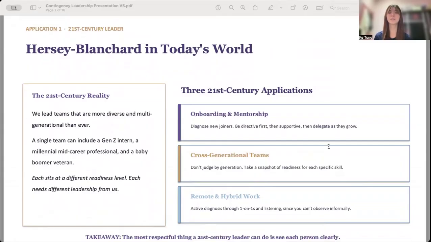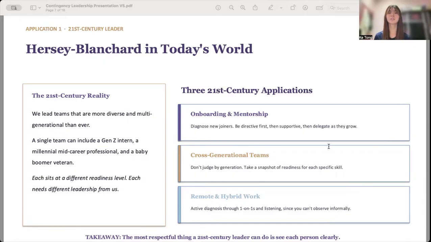First, in onboarding and mentorship. When a new team member joins, we do not assume they know how the organization works; we diagnose their readiness. If they are new, be directive. Walk them through the system, the culture, and the expectations. As they grow, gradually shift to supportive coaching.